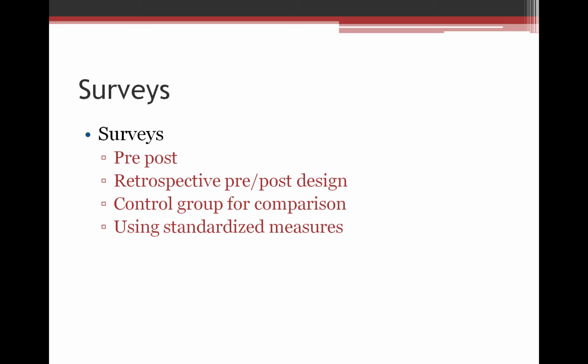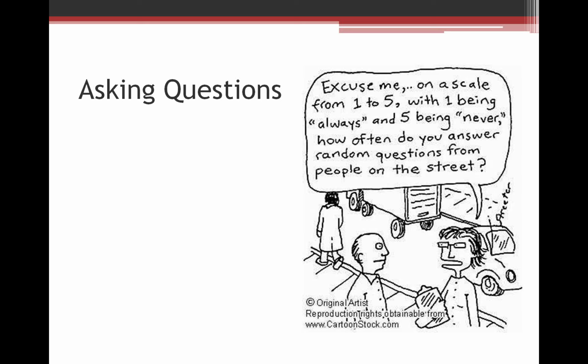You can do a control group for comparison's sake. I know that in my previous position we had a program that was doing that, where they were doing a survey for kids that never participated in their prevention programs, and then they were comparing them. Or you can use standardized measures. So I've got this cartoon up. It says, excuse me, on a scale from 1 to 5, with 1 being always and 5 being never, how often do you answer random questions from people on the street?